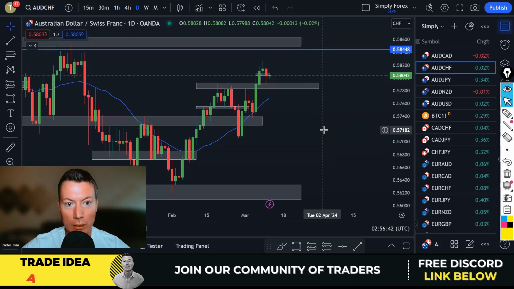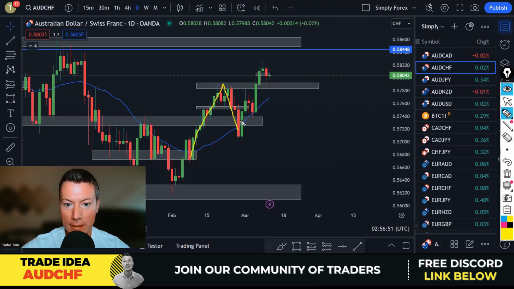Right, trades. First one, Aussie dollar, Swiss franc. We're looking to buy this pair. So why are we looking to buy it? Well, price is in an uptrend. We're getting higher highs, higher lows. So we're in an uptrend.